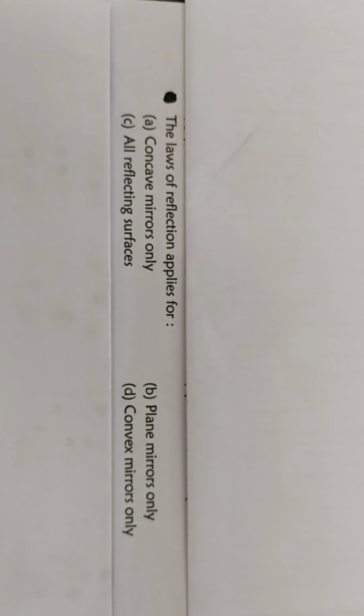The next MCQ is, the laws of reflection apply for concave mirrors only, plane mirrors only, all reflecting surfaces, convex mirrors only. And I think you should know the answer. It should be C. Laws of reflection are valid for all the reflecting surfaces. I hope you remember the 2 laws of reflection.